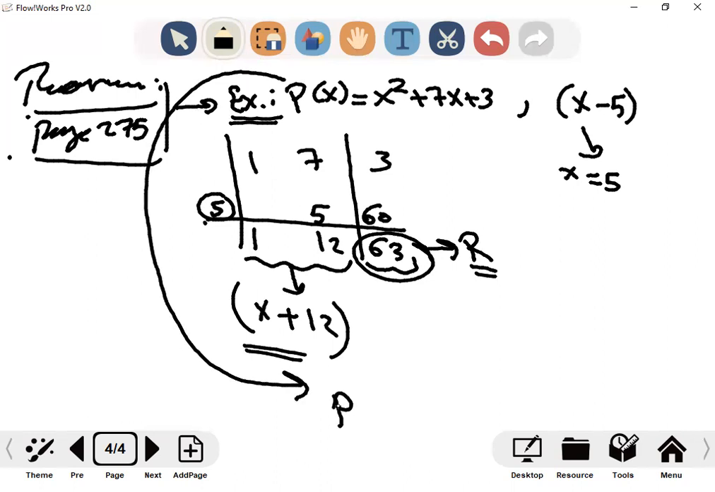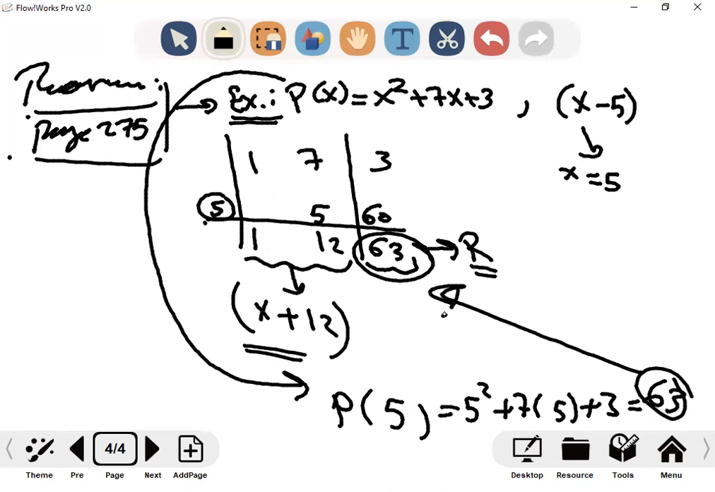Now take the function and do normal substitution. In place of x, put 5. 5 power 2 plus 7 multiplied by 5 plus 3. 5 power 2 is 25, 25 plus 35 is 60, plus 3 is 63, which is the same as the remainder. Do you understand? So here I have a function, a polynomial, and a number.